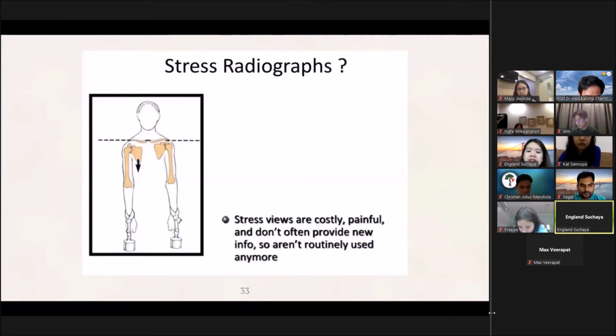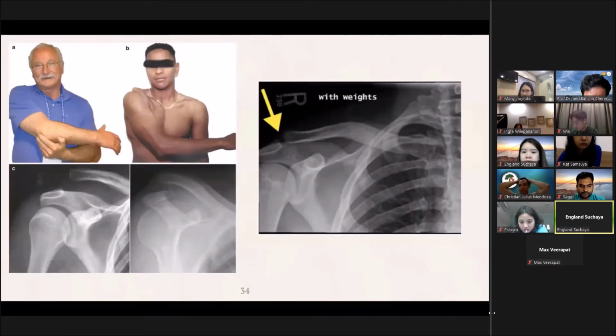Next, for stress radiographs that I mentioned earlier, you basically hook a weight so that the arm is hanging with weight. These stress views are quite painful and don't really provide new information, so they aren't routinely used anymore. I think with physical examination and typical X-rays, it's quite obvious to diagnose without having to do this stress radiograph. But as you can see here, with weight, it is a lot more obvious, just like when you adduct your shoulder, the deformity is quite obvious.